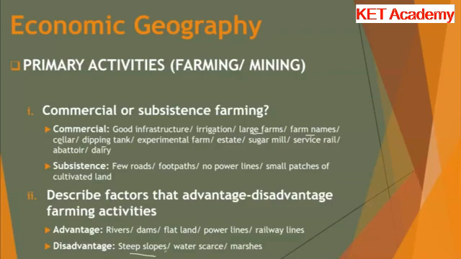It's very hard to obviously practice farming on steep slopes. You are able to use less machines. Water scarcity. If you are farming in a very dry land, it's going to be hard for your plants and your animals to get water. So it is a disadvantage. Another disadvantage is your marshes, so having too much water in an area. If you have too much water, it may drown your plants, and obviously you're going to get a very bad yield for that season.